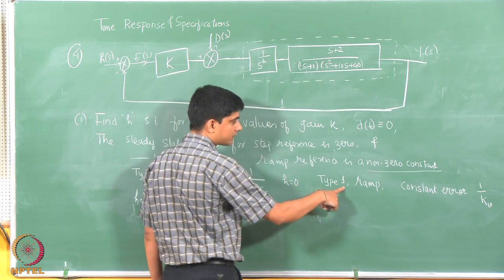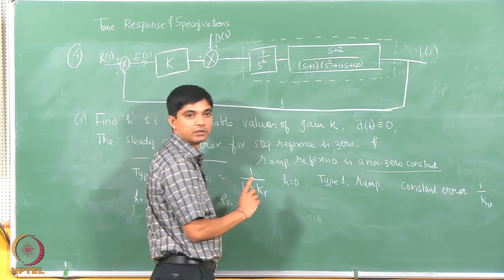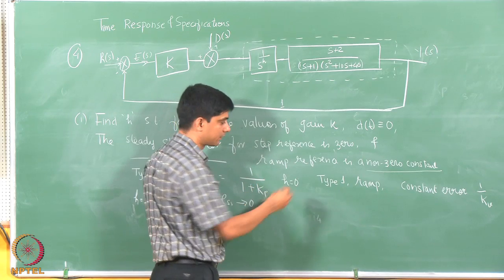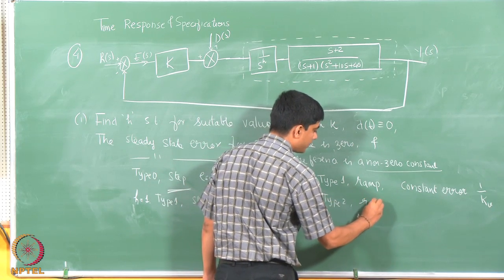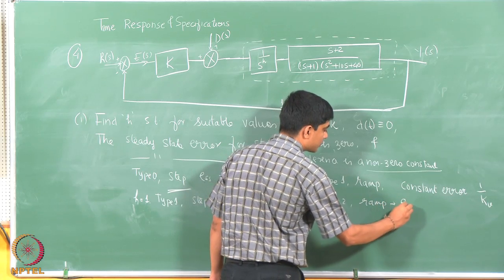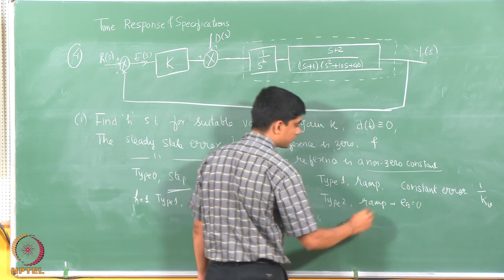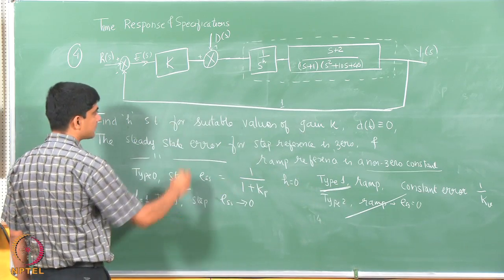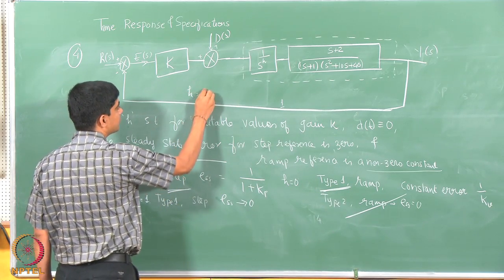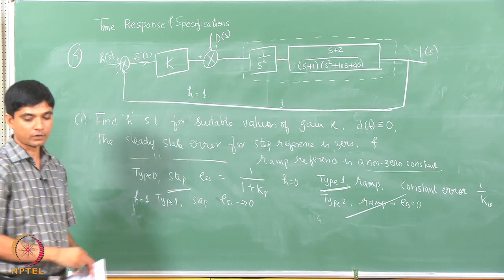a type 2 system, then the error is not a non-zero constant, it will go to 0, right. If I have a type 2 system and a ramp input, my ESS goes to 0, right. So, this is not allowed. So, I am just at type 1 system, and therefore, the answer is h should be equal to 1. Okay.